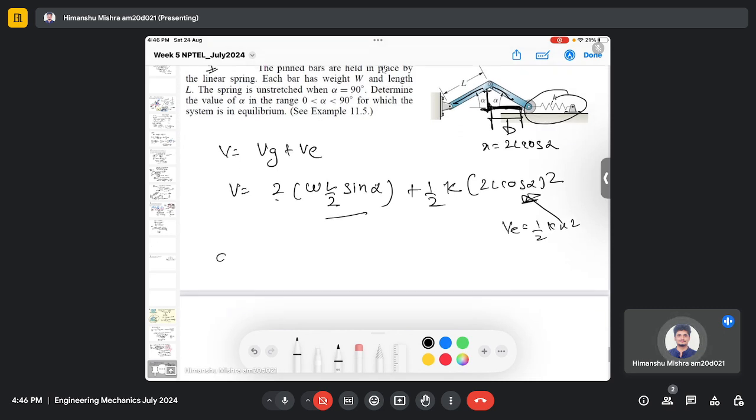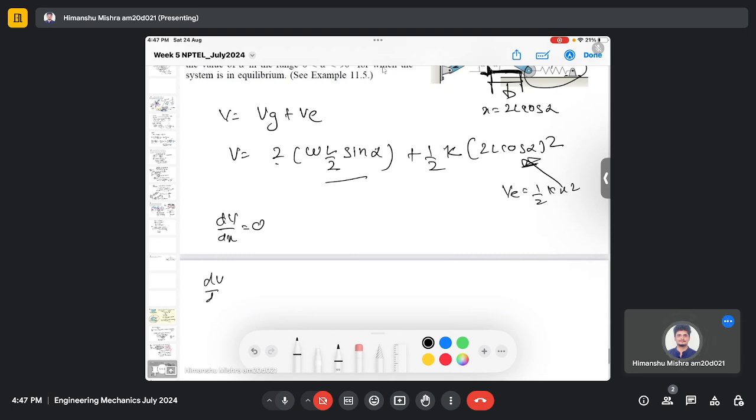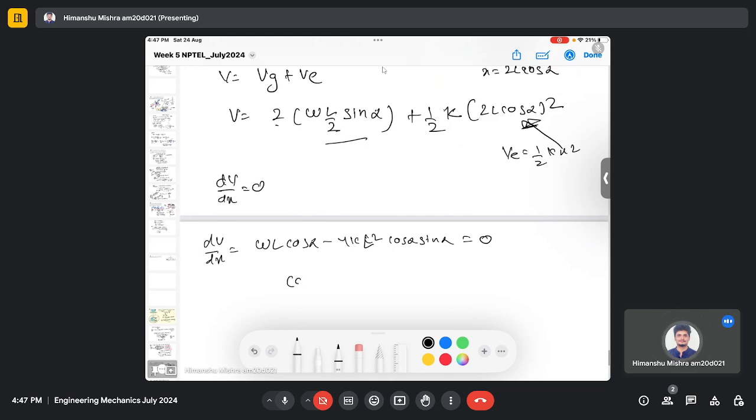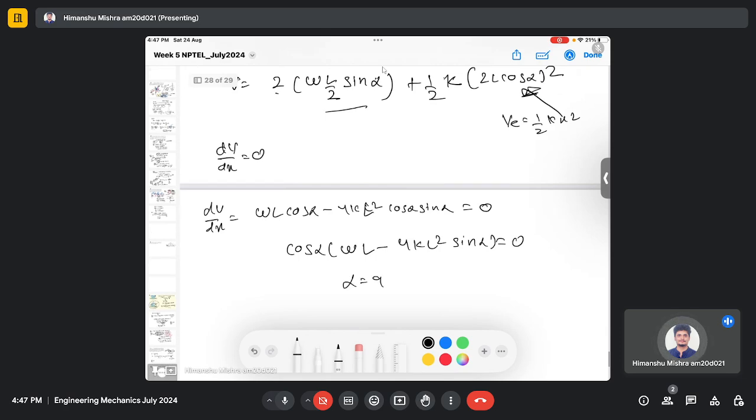So if I take the derivative and equate it to 0, the system should remain in equilibrium. So the derivative will be WL cos alpha minus 4KL square cos alpha sin alpha, which should be equal to 0. If I take cos alpha common, then I will have WL minus 4KL square sin alpha equal to 0. So alpha is 90 because cos alpha is 0.